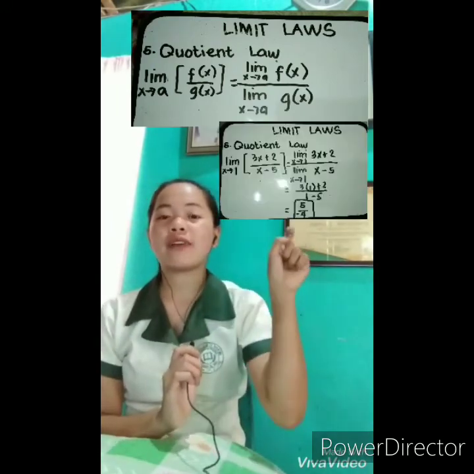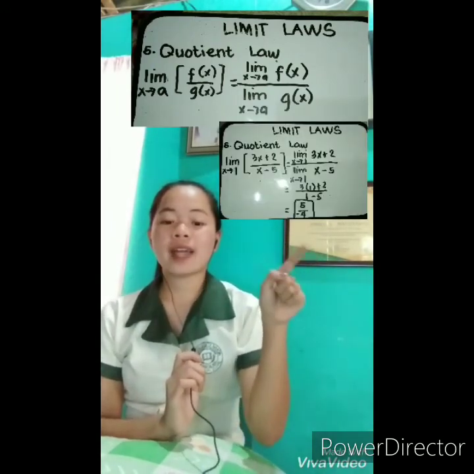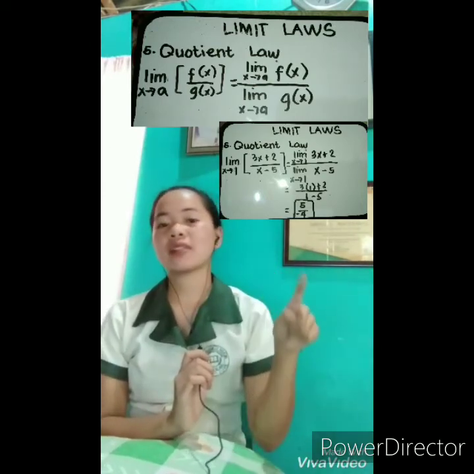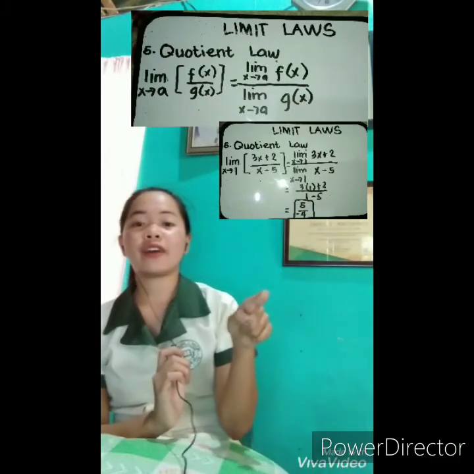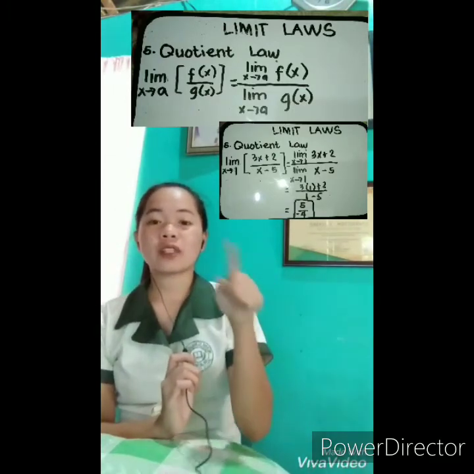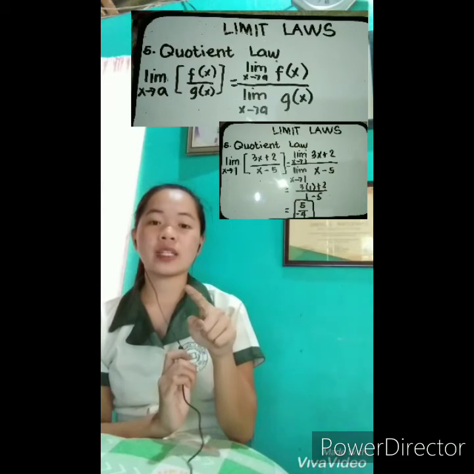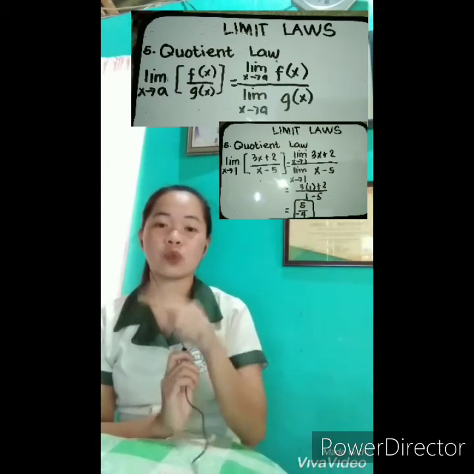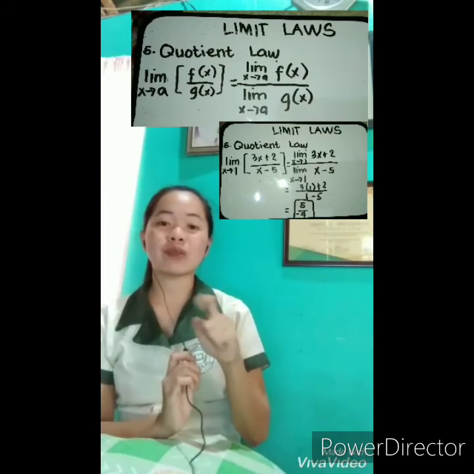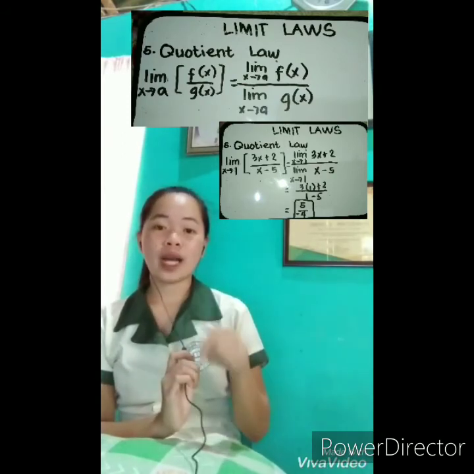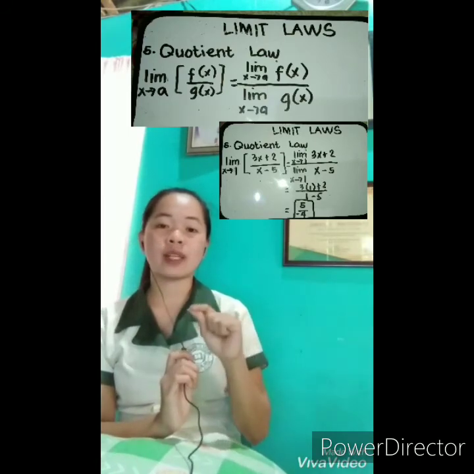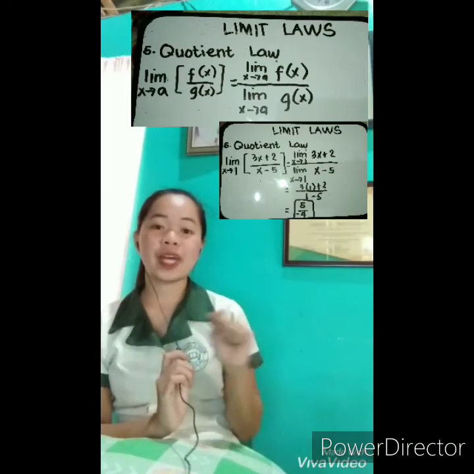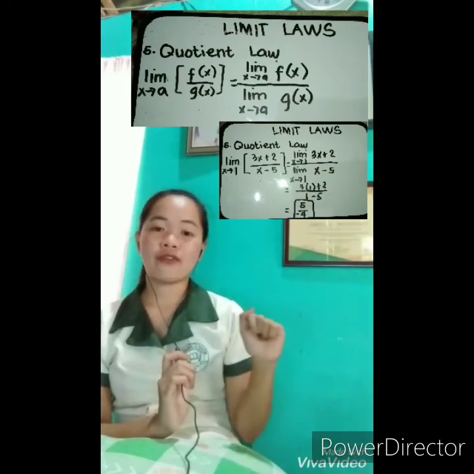So for example, we have this. The limit of 3x plus 2 over x minus 5 as x approaches 1. So we have the limit of 3x plus 2 as x approaches 1 divided by the limit of x minus 5 as x approaches 1. So it is equal to 3 times 1 plus 2 over 1 minus 5. So we have 3 times 1, 3 plus 2, 5. Then 1 minus 5 is negative 4. So we have now 5 over negative 4.